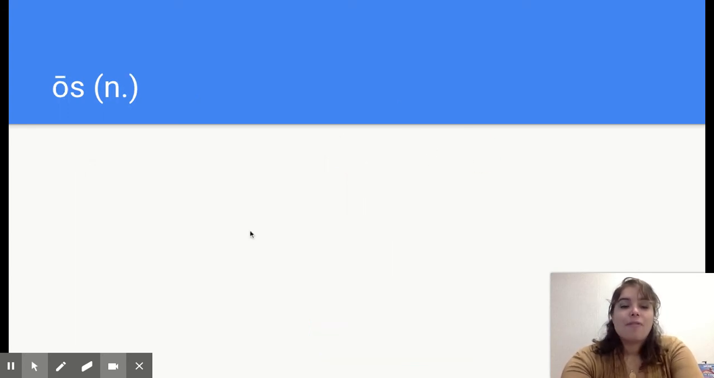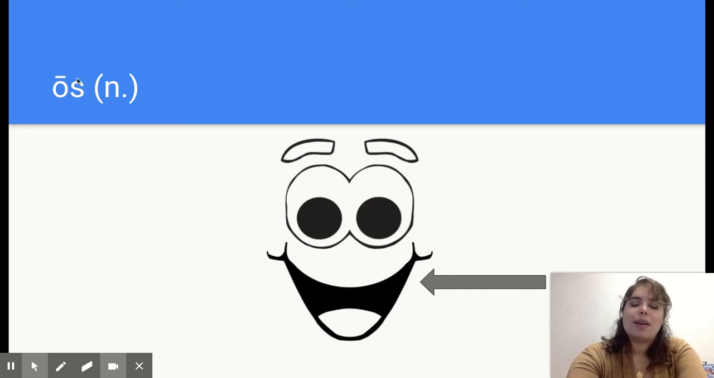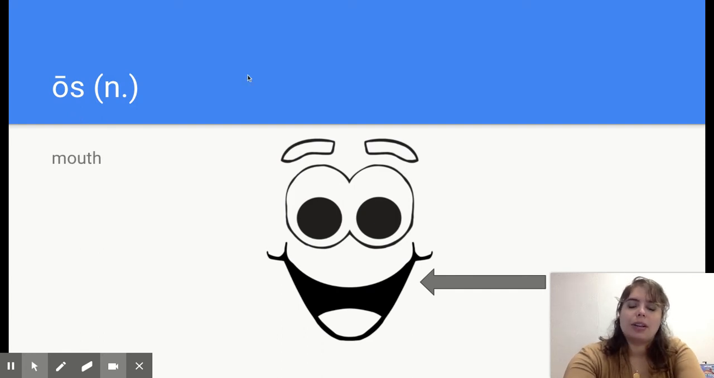Okay, next we have os. Os is a neuter noun. This is our Latin word for your mouth. So this is mouth, os. This one does have a plural form, although it's not used that often because, again, most people only have one mouth. But in the plural, it would be ora with an R, and it's related to our word oral, right? When you speak orally, it means you're speaking out loud. An oral presentation is one that you have to speak. It's a spoken presentation.